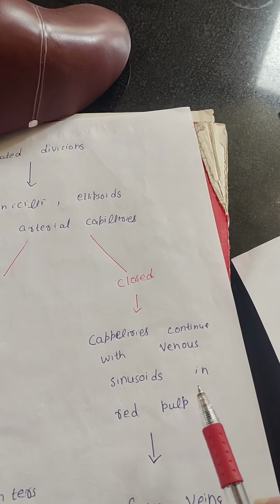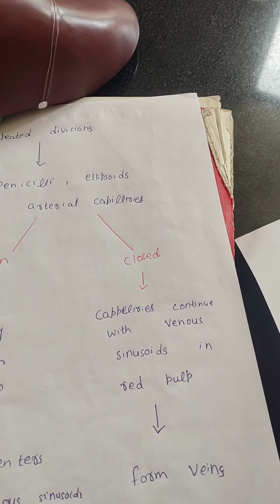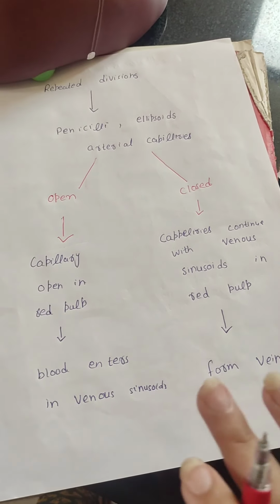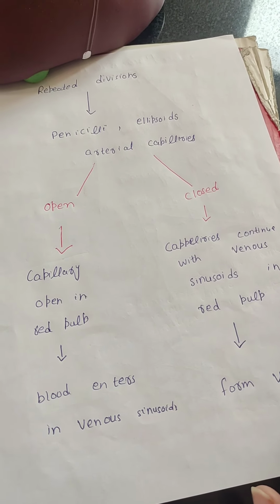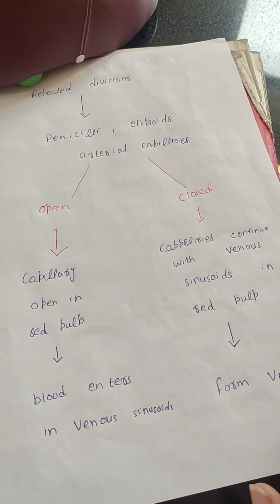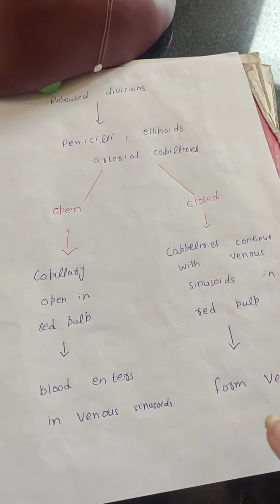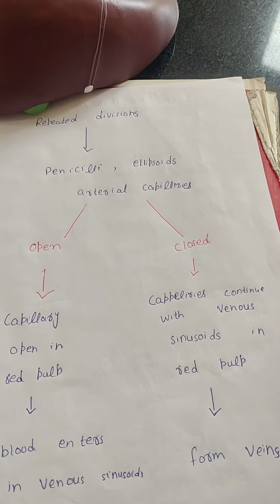Whereas in the closed theory they are saying that the capillaries first drain into the venous sinusoids in the red pulp and they form the veins. While there is another theory known as the compromise theory, in which they say that the open theory is present in the distended spleen, and the closed theory is present in the contracted spleen. So these are the theories you should know.